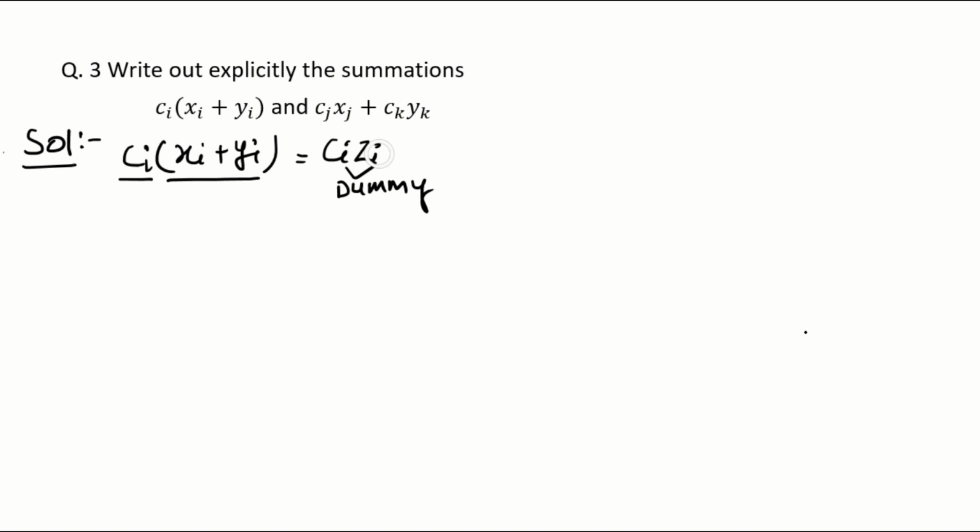Now you will count the indices, and we have already discussed that any index can come either once or twice, at most twice. No index can repeat more than 2 times, otherwise it will not be well defined. So this is now okay. Here i is repeating twice, that means it will be summed over all the possible values of i. If n is not given here, let us do it for n equal to 3. So the sum over i from 1 to 3 of ci zi, this is what this expression means.